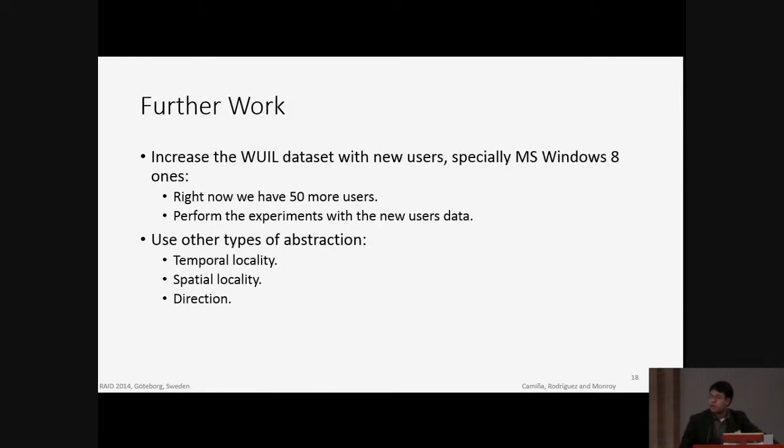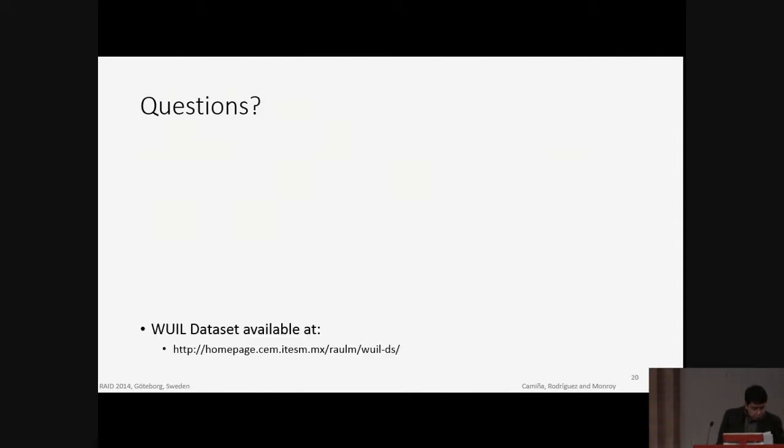And in the further work that we are doing right now, we are taking the data from 50 more users, and we're doing the analysis, so we will update the results. And also we're taking another abstraction that we are thinking of, that is temporal abstraction, temporal locality, spatial locality, and direction, to model how the user uses his file system and other information that we could take. So that would be all. I think I went a little fast, so thank you very much.